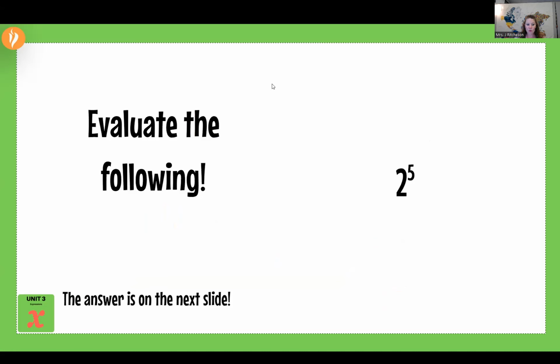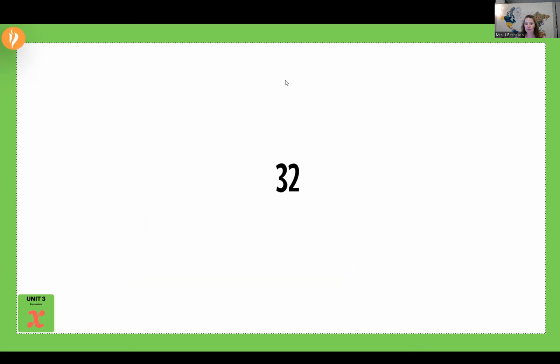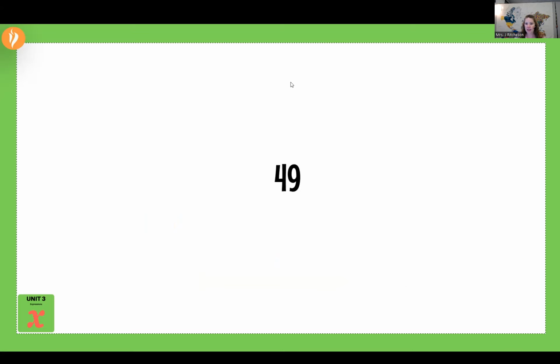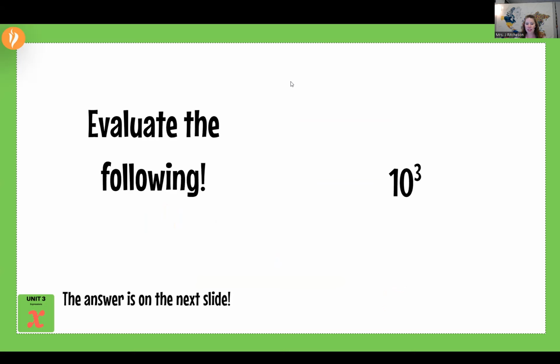All right, so do you guys know what 2 to the 5th power is? Give it a try. The answer is 32. What about 7 squared? 7 squared is 49. What about 10 to the 3rd power?